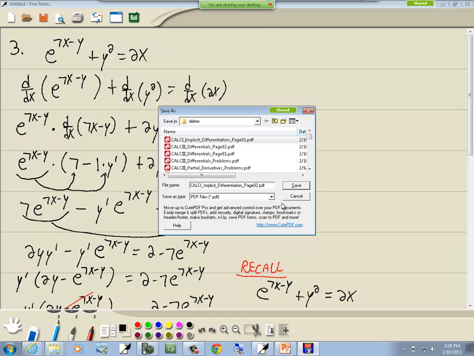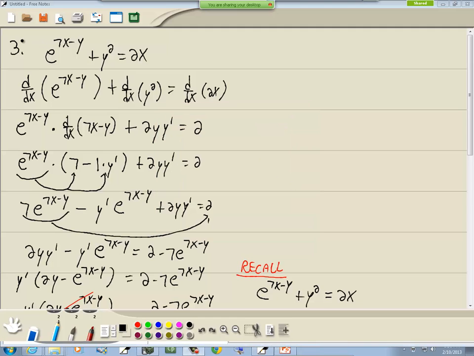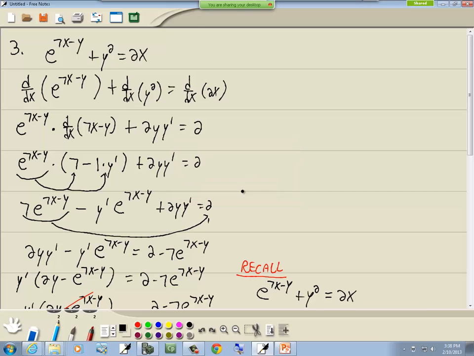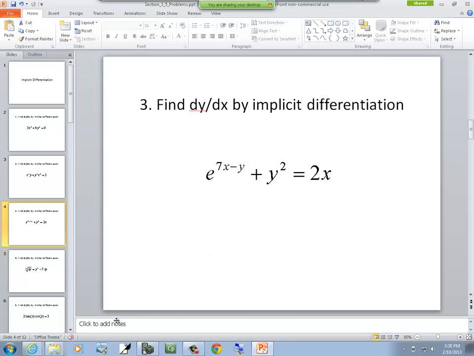Save that page. Time for my tablet to blow up, so I'll bring up another copy. There we go. Let's look at our next problem.